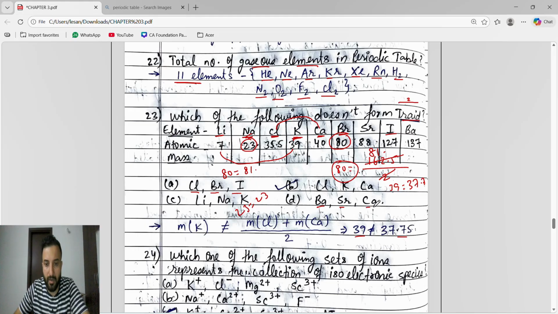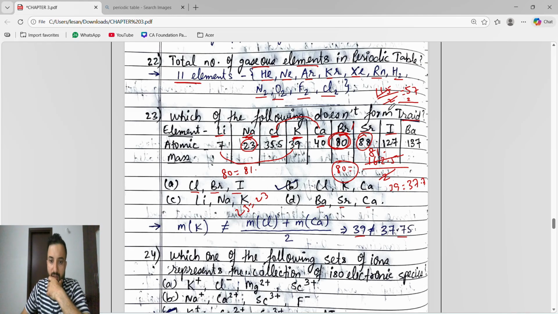Now barium, Sr and Ca. Sorry guys, Sr will be the middle. Middle means 88. And then Ba, 80 plus calcium 35.5, so 115 divided by 2, we are going to get 57 point something.